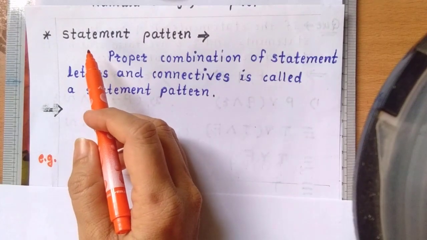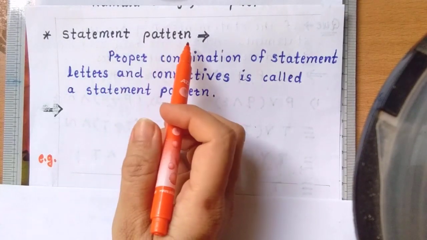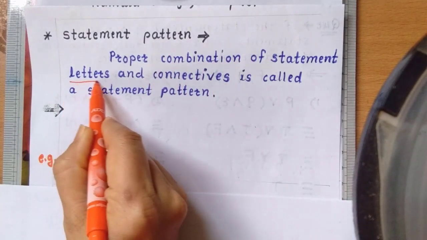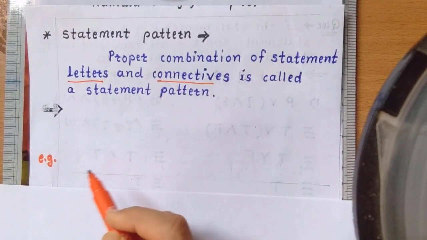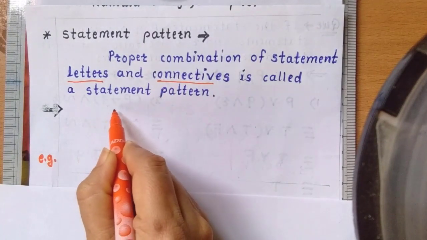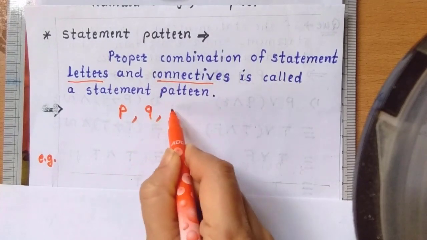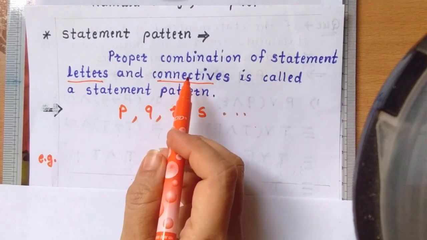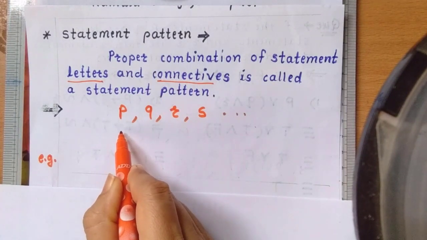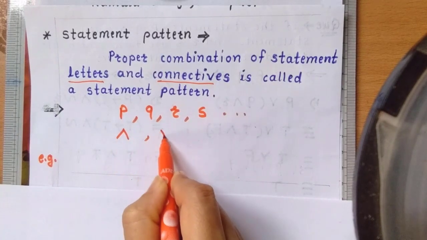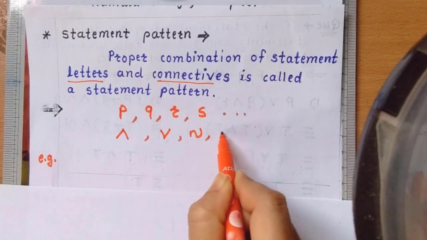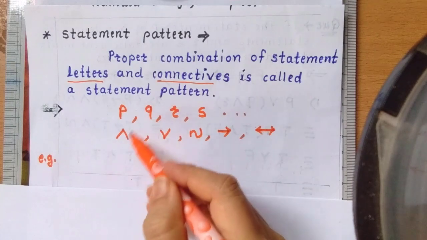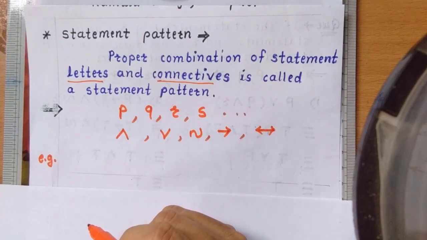Today we are going to study our next point, which is statement pattern. Statement pattern means proper combination of statement letters and connectives. Now consider the statement letters. Let P, Q, R, S be the statement letters, and suppose we will consider connectives: conjunction, disjunction, negation, implication and double implication. Now combination of this and this is called as statement pattern.